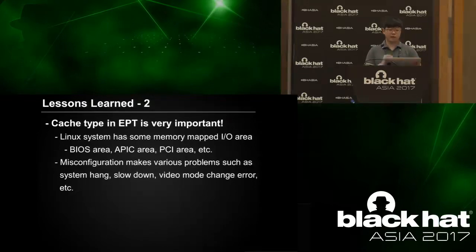Memory mapped I/O area interacts with hardware. Therefore, the data written in this area should transfer to hardware immediately. Because of this reason, memory mapped I/O areas are set to uncacheable type. If you misconfigure the cache type, it summons beasts from hell, such as system hang and slowdown, and video mode change error, and so on.